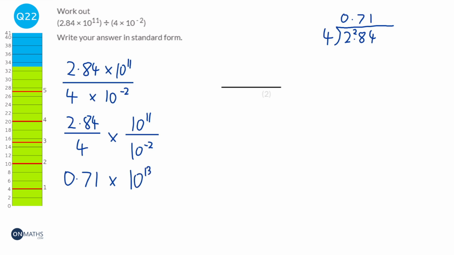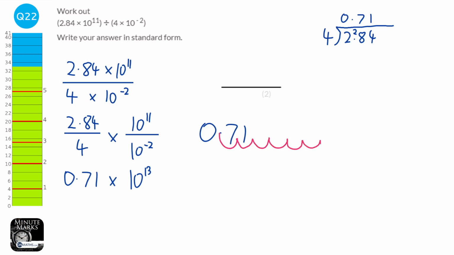Now we've got a bit of a problem here, because standard form must have a number between 1 and 10, not including 10, at this position here, and this is obviously less than 1, so we need to convert this into standard form. So what we can do is just write the number out again. So I'm going to write this as an actual number, so it's 10 to the power of 13, so it would be 1, 2, 3, 4, 5, 6, 7, 8, 10, 11, 12, 13.